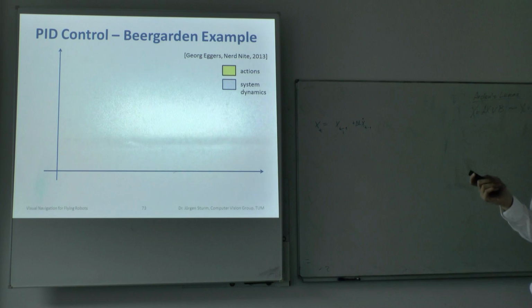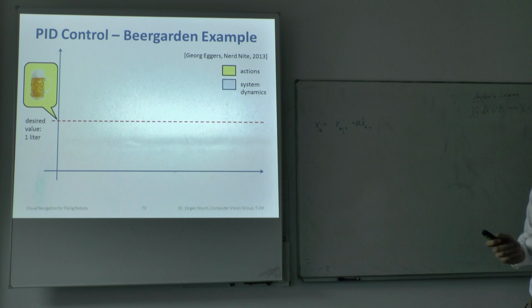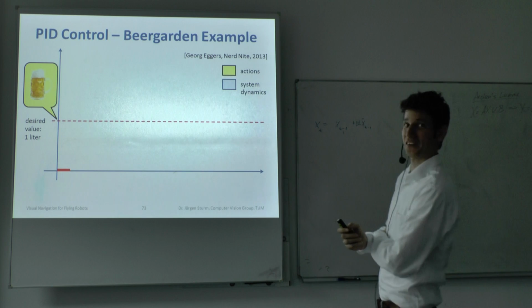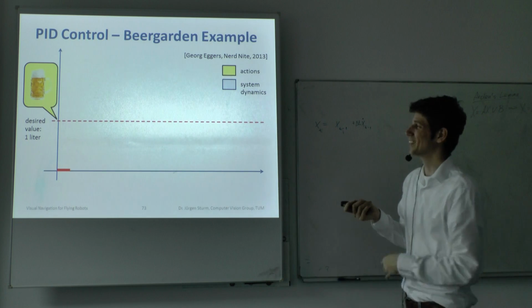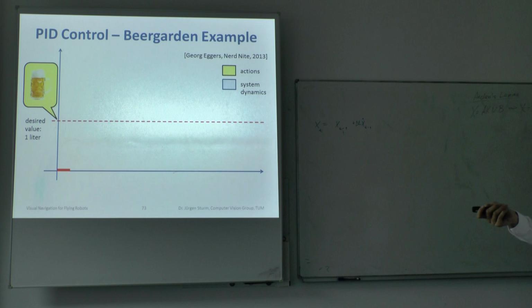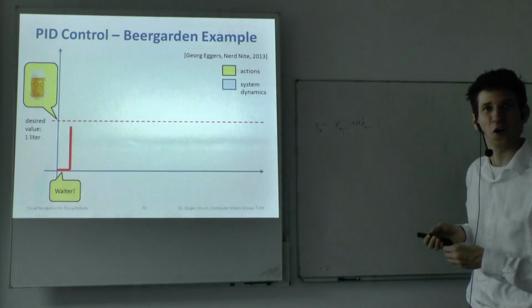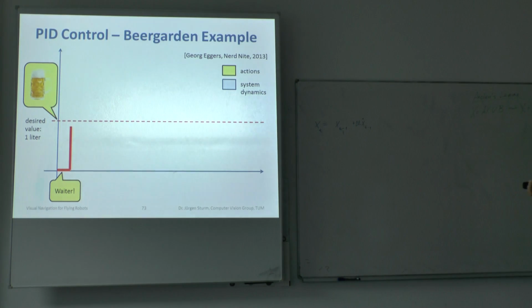He explained PID control with the example of going to a beer garden, where there are certain actions that you can take, and certain system dynamics. When you come to the beer garden, you obviously want to order a beer with a desired value of 1 liter. That gives us our goal. But when you make a measurement, you already realize that you're not at your desired value. So you have to order a beer, and you do that by calling for the waiter. That will then hopefully move your level of beer towards the desired value.